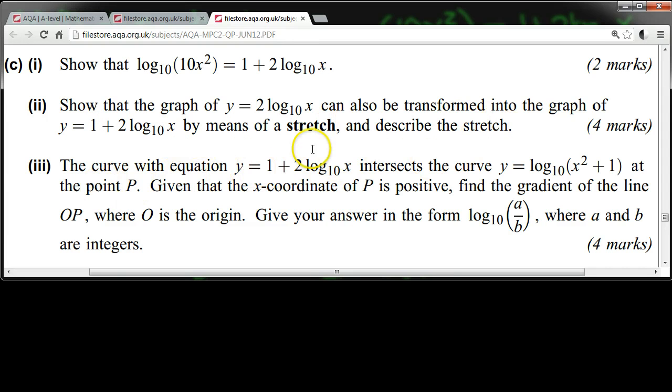The curve with equation y equals 1 plus 2 log 10x intersects the curve with equation y equals log 10 of x squared plus 1 at the point P. Given that the x-coordinate of P is positive, find the gradient of the line OP, where O is the origin. Give your answer in the form log 10 of A over B, where A and B are integers.